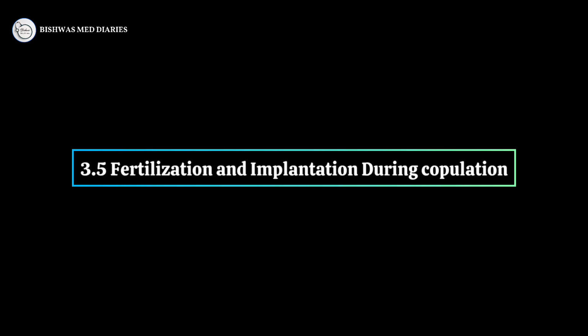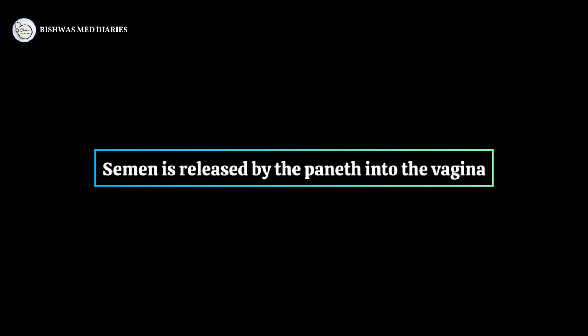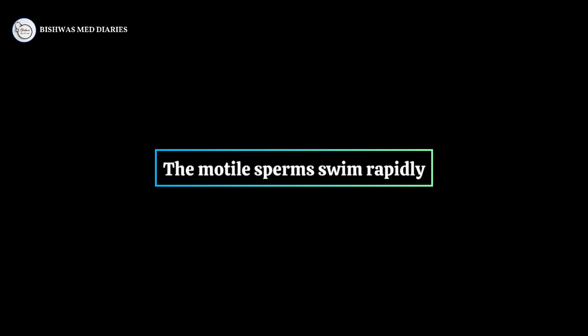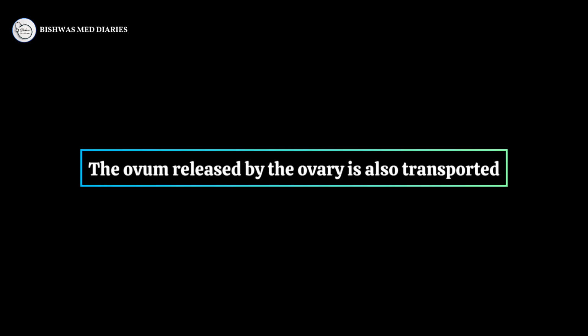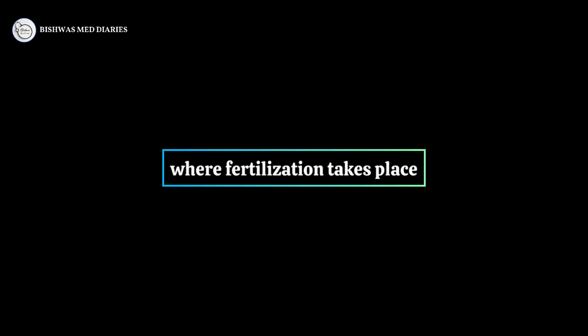3.5 Fertilization and implantation. During copulation, semen is released by the penis into the vagina. The motile sperms swim rapidly, pass through the cervix, enter into the uterus, and finally reach the ampullary region of the fallopian tube. The ovum released by the ovary is also transported to the ampullary region where fertilization takes place.